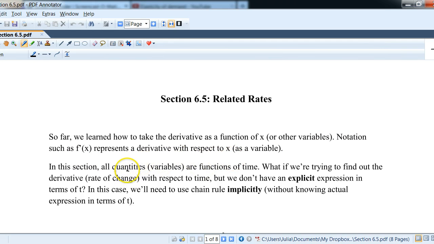But what if we have all quantities and/or variables that are functions of time, which is usually how everything changes? If we have the explicit expression, which means an actual expression, let's say 2 plus 5t, then we know how to take the derivative. Once in a while we use the chain rule, especially if it's within another function. But what if we want to use the chain rule implicitly, which means without knowing the actual expression? How do we do something like that?